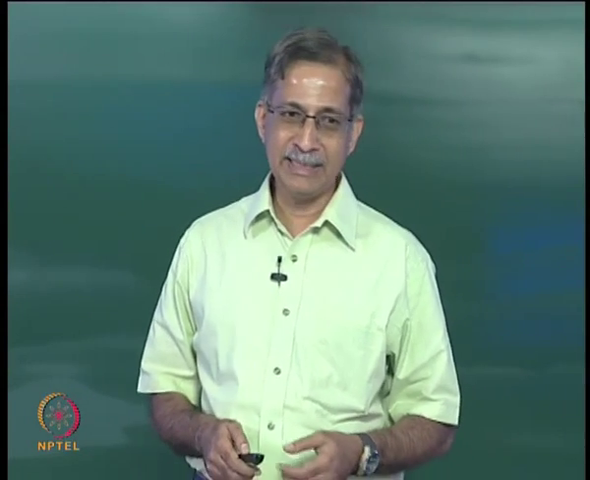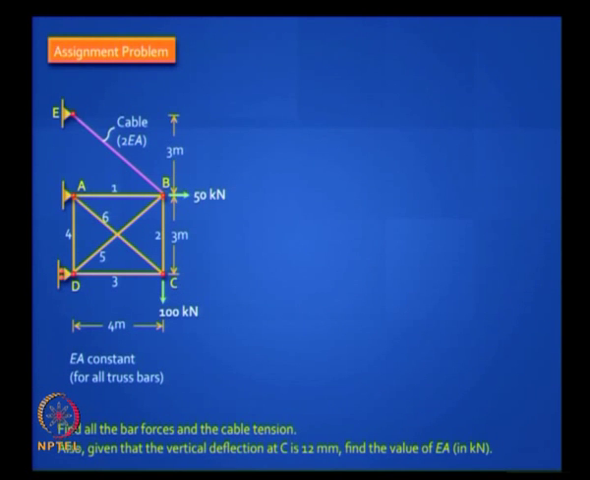Now the question asked is, analyze this truss, find the bar forces and the cable tension, plus a deflection question. Given that the vertical deflection at C is 12 mm, find the value of EA, the axial rigidity. For the cable you are told the axial rigidity is 2 times that of each bar in that truss. So let us see how we can do this problem.